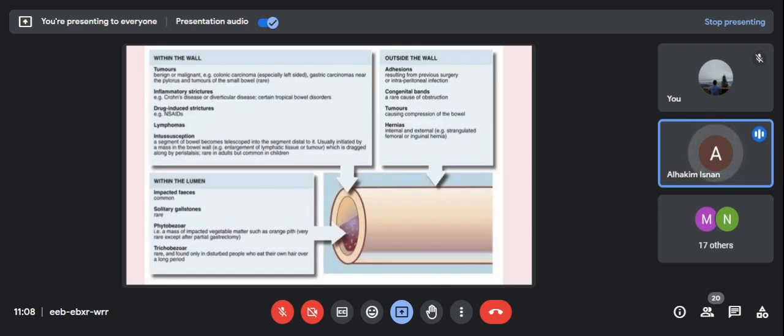Here are the etiologies that can cause obstruction. Based on the bowel and duct, it is divided into three: it can be either within the lumen, within the wall, or outside the wall. Okay, next.